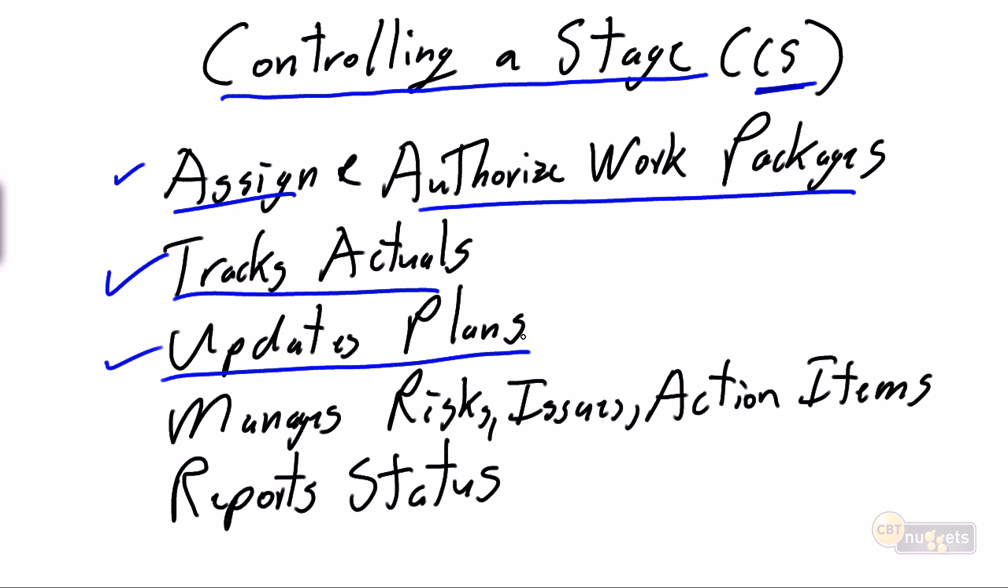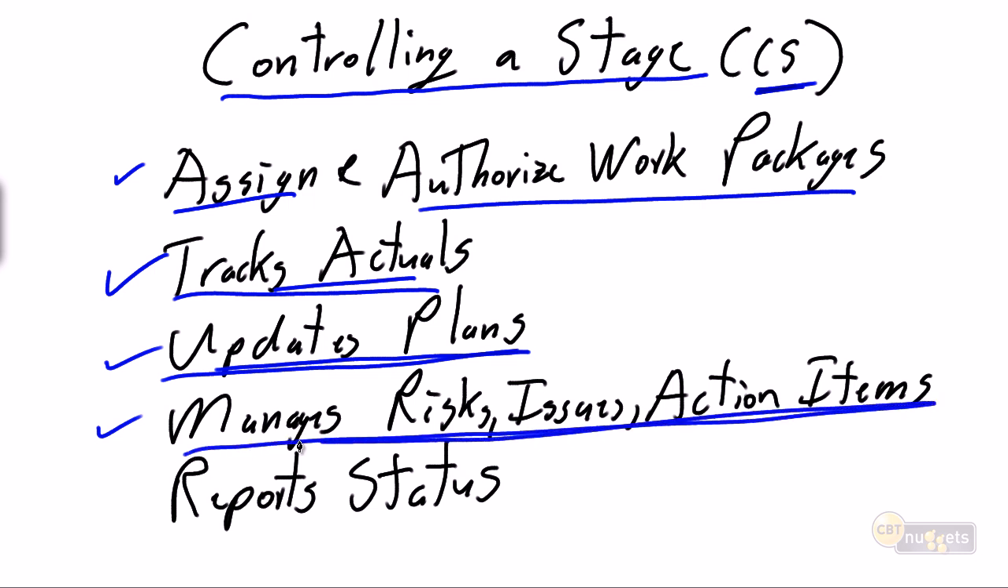Now again, typically we're going to use a piece of software, a Microsoft Project, for example, to have the original baseline, to track the actuals, and then to update the plan, to adjust the plan for the reality that we get through project delivery. And the most critical aspect to controlling the stage is managing all of those other things that happen in the life of our project.